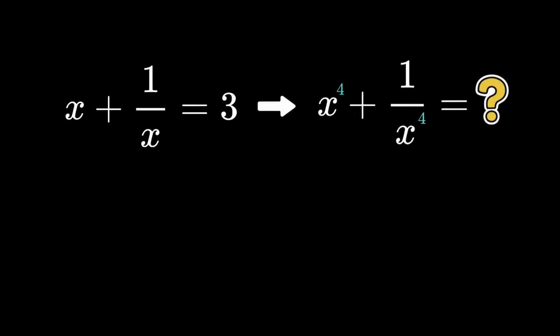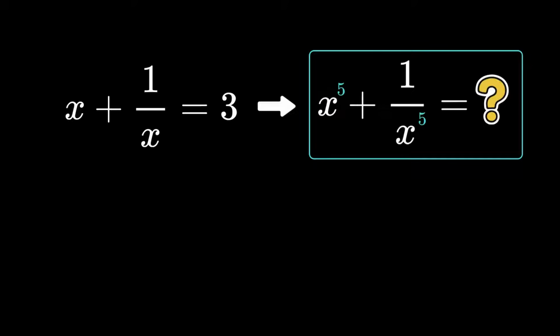If x plus 1 over x equals 3, what is x to the fourth power plus 1 over x to the fourth power? Or the fifth power? Or the seventh? And if you can solve those, what about the 99th power?